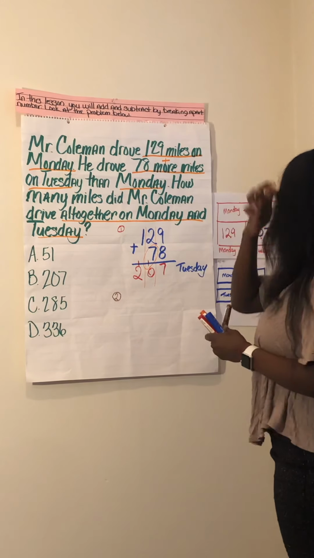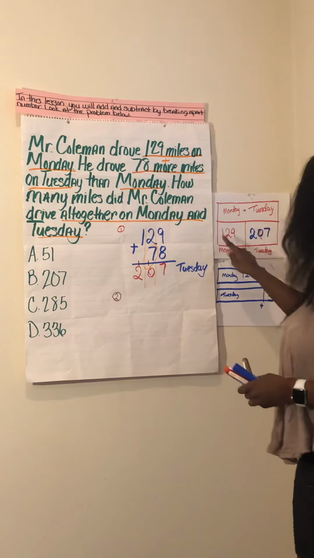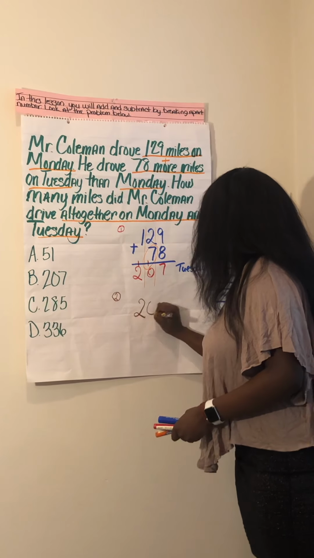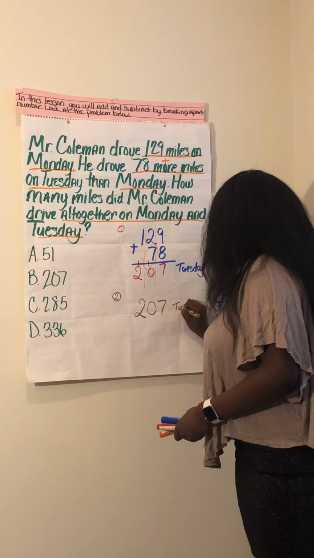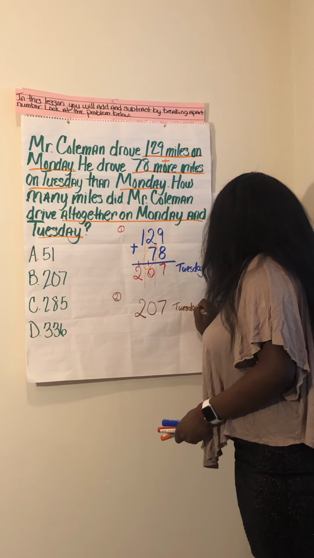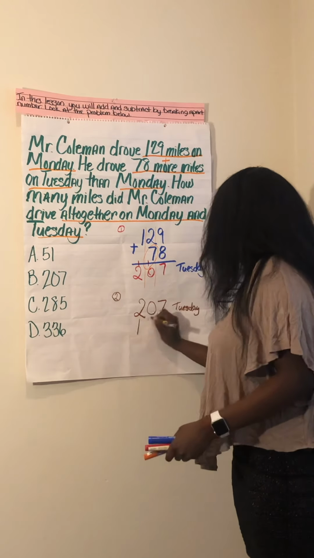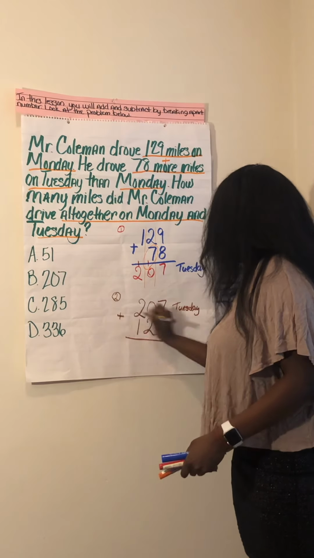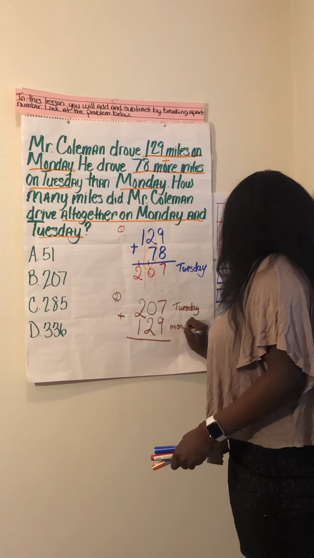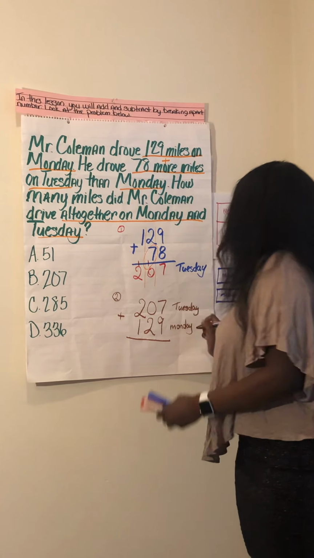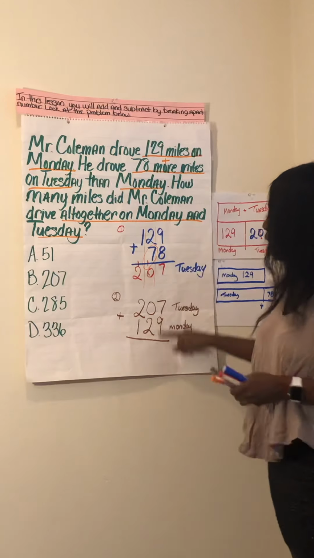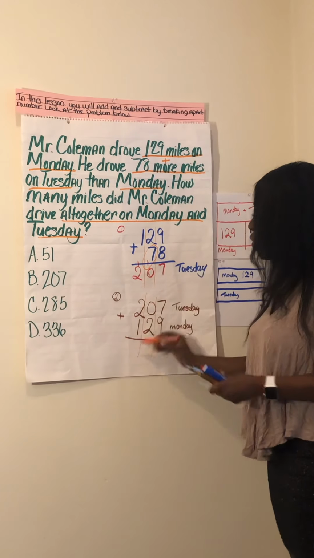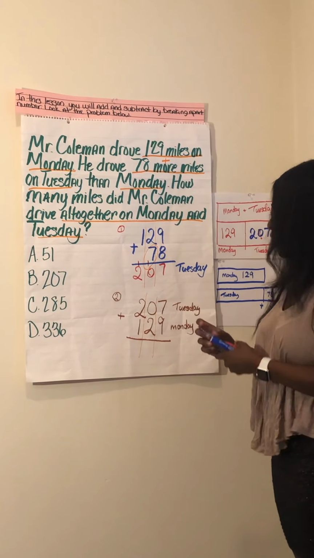Now, I'm going to add 207 plus 129. I'm going to write Tuesday next to it. Next, 129. And I'm going to write Monday next to this. So now we're going to go ahead and continue adding. I'm going to make my invisible line, so I'm adding my units in the right spot. And I'm ready to add.